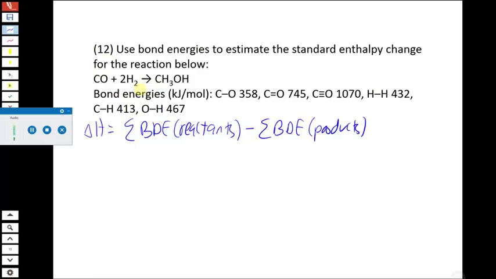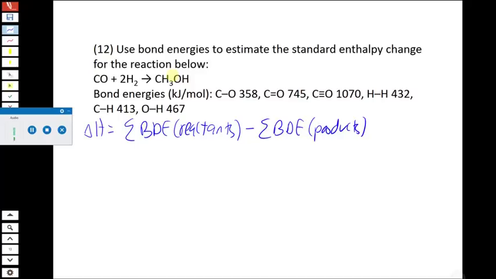So we have to write out Lewis structures for all these compounds, especially for the ones that involve oxygen, because you'll notice here that we have bond energies for a carbon-oxygen single bond, carbon-oxygen double bond, and carbon-oxygen triple bond. So we have to know, in all the compounds that contain carbon and oxygen, whether it's a single, double, or triple bond to be able to distinguish which bond energy we use.